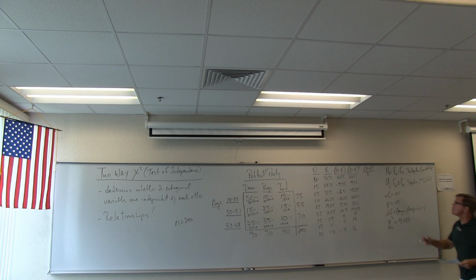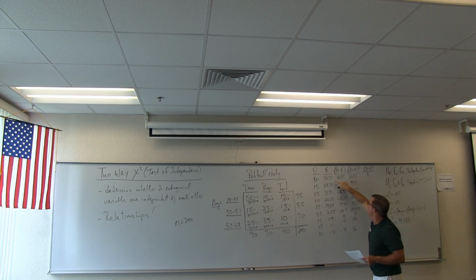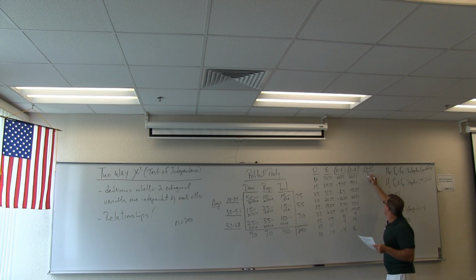Then we take each O minus E squared data point and divide it by its respective E. So we say 264.1 divided by 33.75 is 7.83. 95.1 divided by 24.75, 3.84. 1.34. 10.06. 1.72. 4.5. 0. 1.45. 1.14. O minus E squared over E.